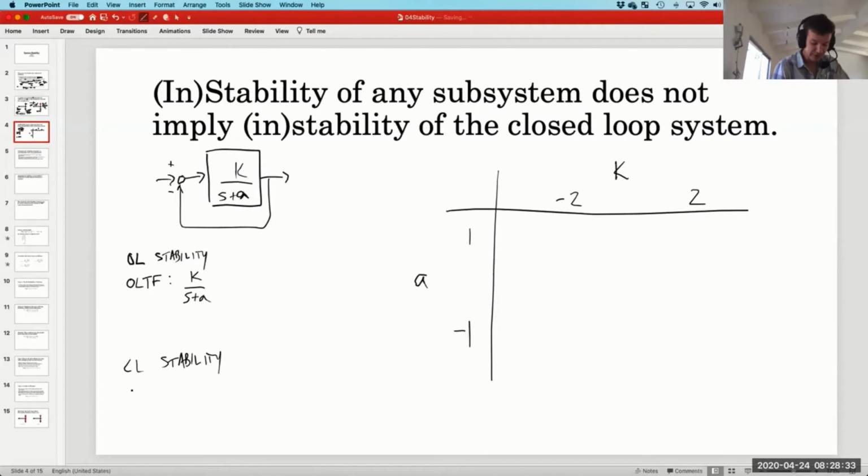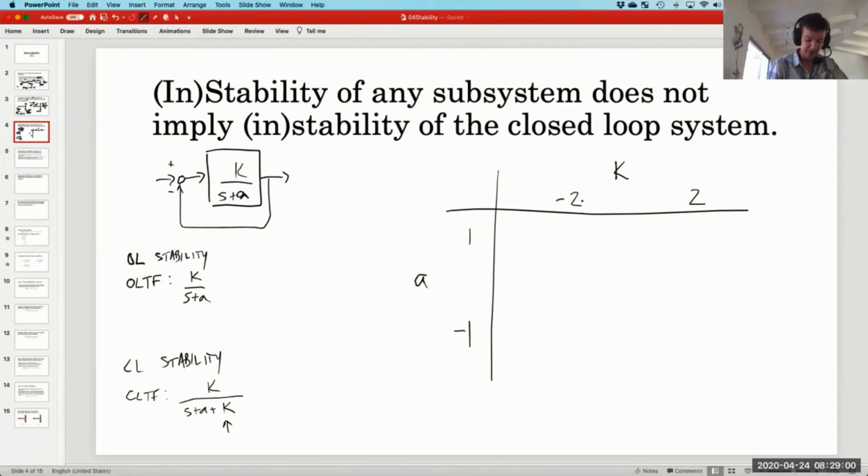The closed loop transfer function is the overall input to output transfer function, and that would be, I think, k over s plus a plus k. And this is the biggie right here, is that by changing k, I don't change the pole location of the open loop transfer function, but I certainly change the location of the poles of the closed loop transfer function. Okay, so let's work this out.